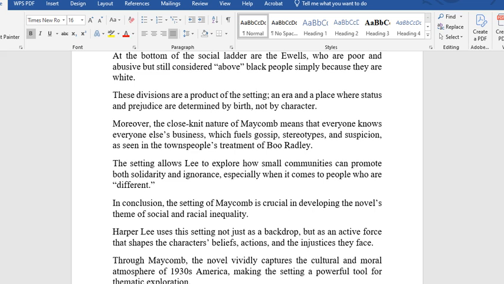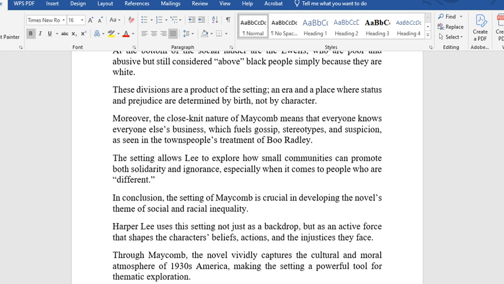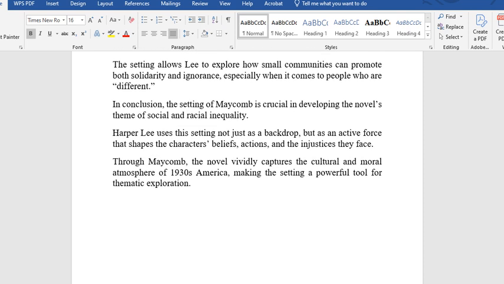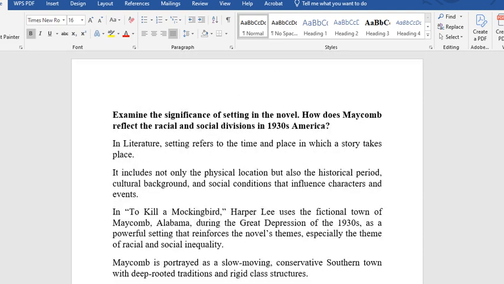In conclusion, the setting of Maycomb is crucial in developing the novel's theme of social and racial inequality. Harper Lee uses this setting not just as a backdrop, but as an active force that shapes the characters' beliefs, actions, and the injustices they face. Through Maycomb, the novel vividly captures the cultural and moral atmosphere of 1930s America, making the setting a powerful tool for thematic exploration. So that's the answer to that question.